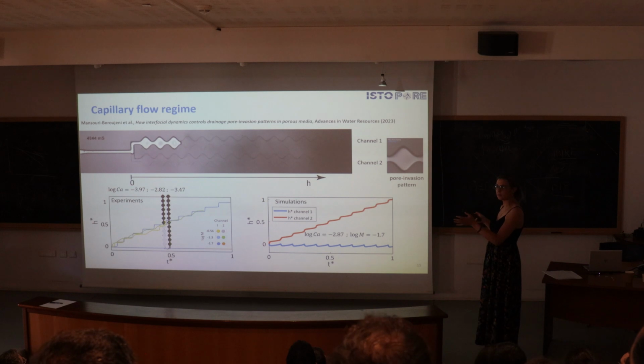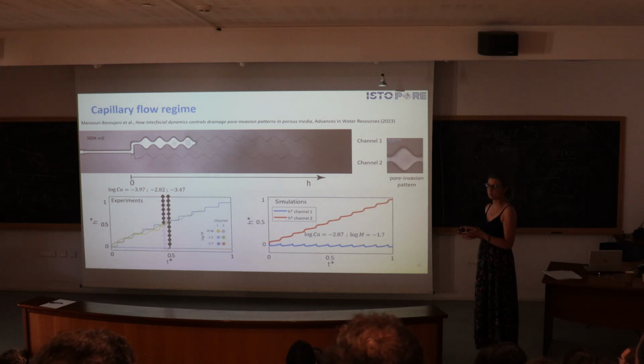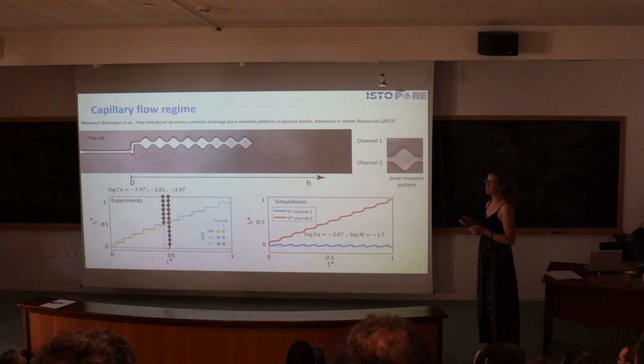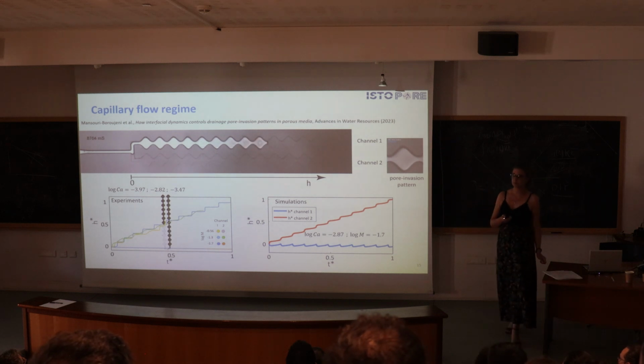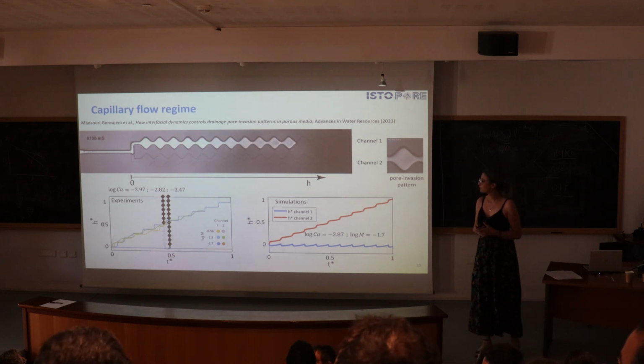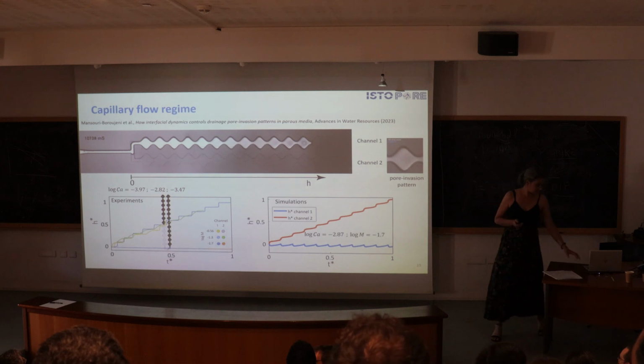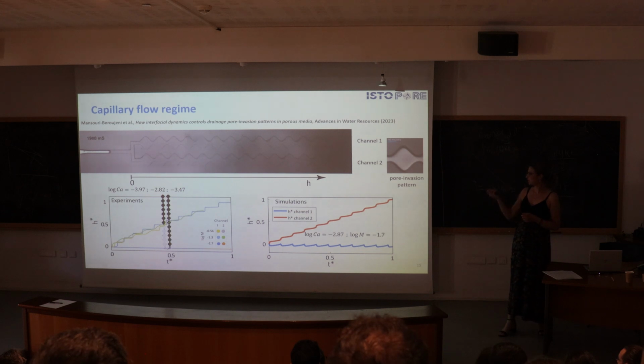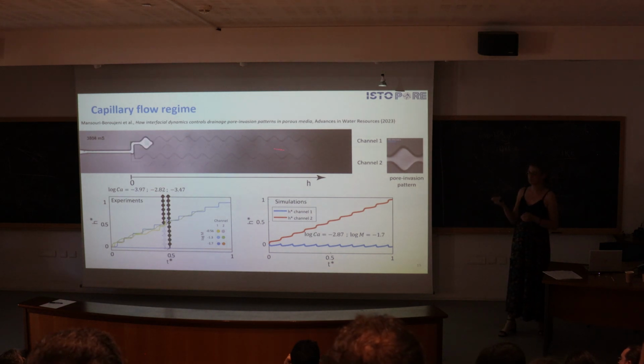You have a range of capillary number and a range of viscosity ratio for which you will have the same regime. And you can actually put that on a diagram that I will show. The difference from the previous one is mainly the flow rate. Here it's a much lower flow rate, so much lower velocity.